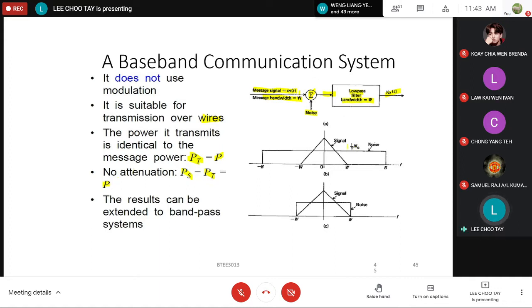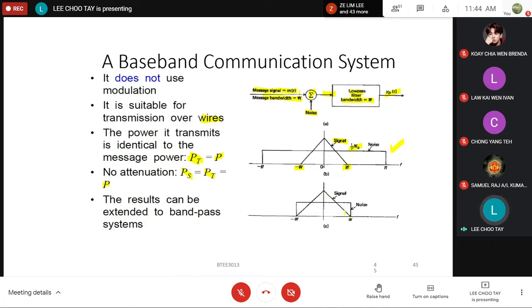This diagram shows you the power spectral density of the signal m(t). It has a bandwidth W, and because we are sketching over positive and negative frequencies, the signal spans from minus W to W. The noise spectral density, again taking positive and negative frequencies into consideration, has an amplitude of N0 over 2. This is the signal as it is in the channel or in the wire.